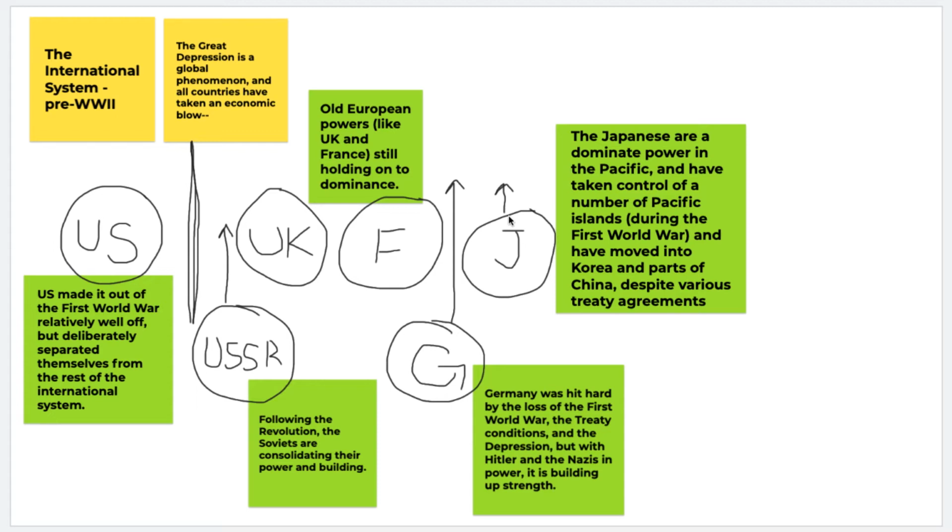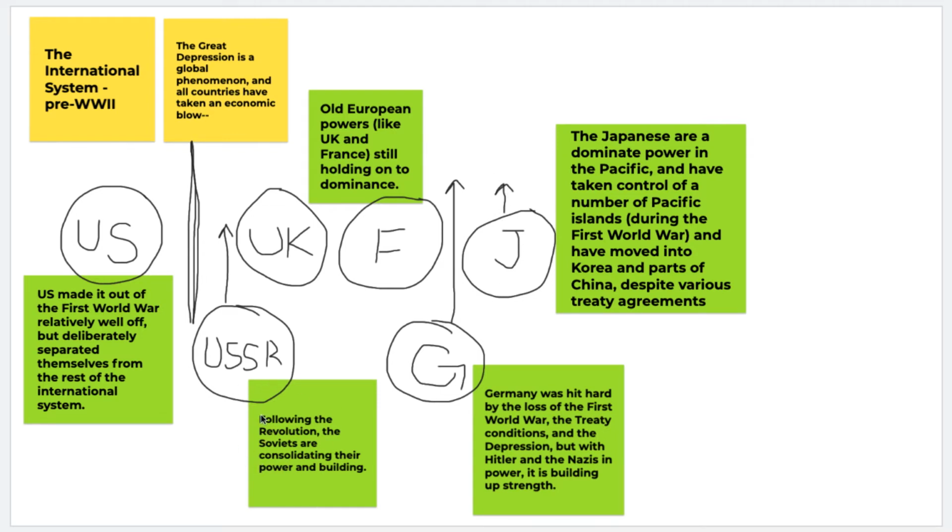They also, over the course of the 20s and 30s, moved in and took over Korea and large parts of China, despite being members of the League of Nations and being told, please don't do this, and various treaty agreements. Japan is attempting to build a kind of military empire. So that's why they've got this little upward arrow.